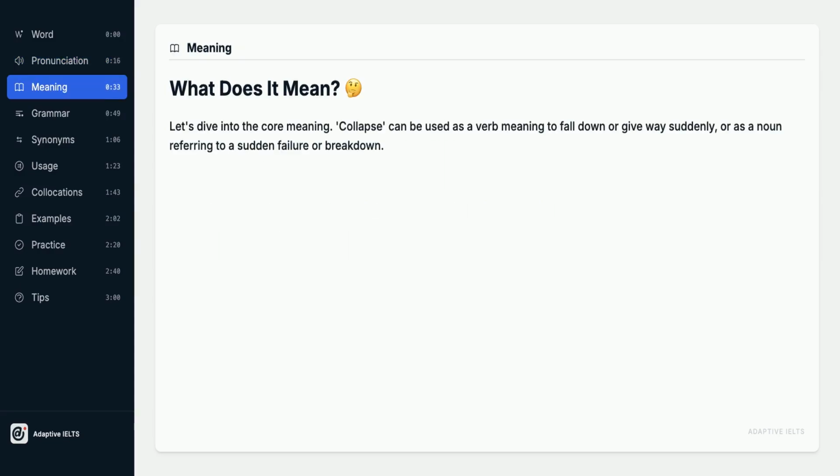Let's dive into the core meaning. Collapse can be used as a verb meaning to fall down or give way suddenly, or as a noun referring to a sudden failure or breakdown. In academic contexts, it often describes the failure of structures, systems, or economies.